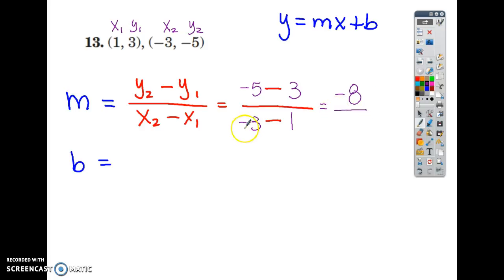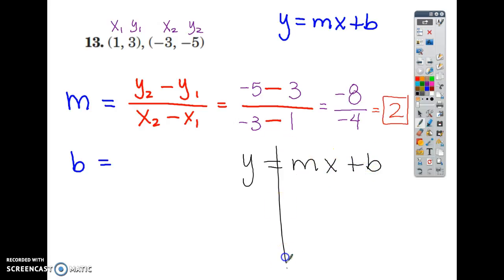Divided by, what is negative 3 minus 1? Negative 4. And when you divide those two, positive 2. So my m is a positive 2. How am I going to find my b? You're going to use the formula y equals mx plus b.